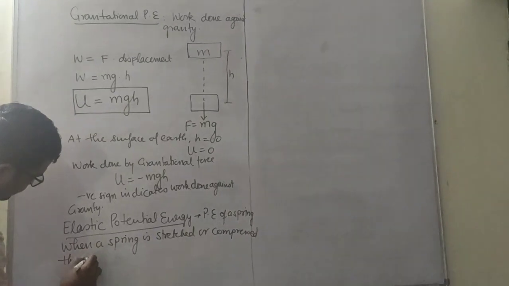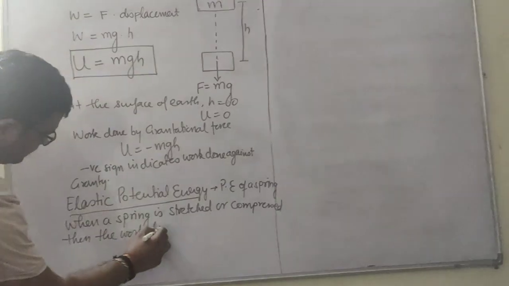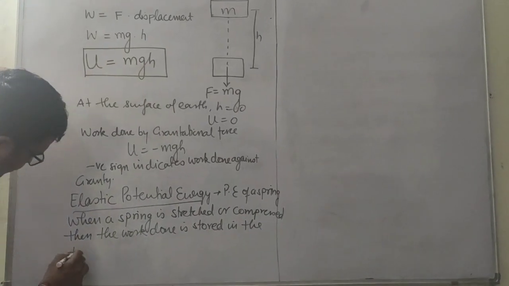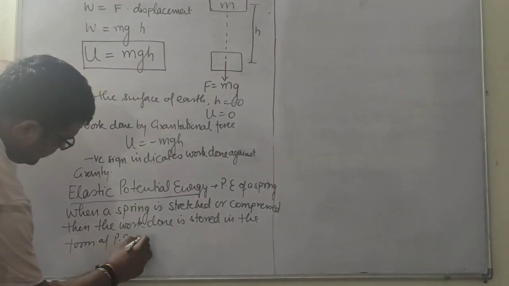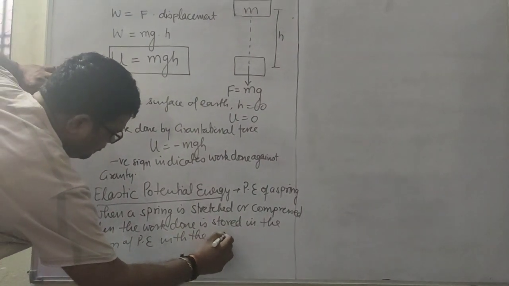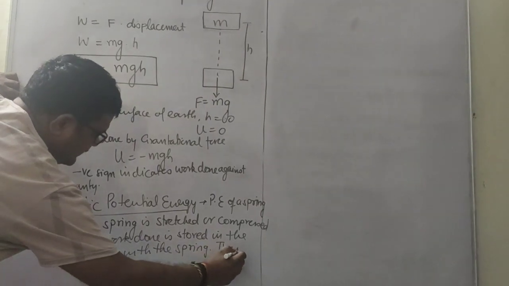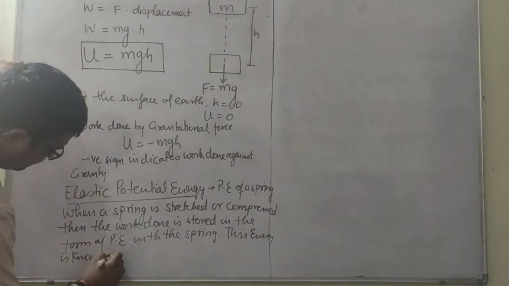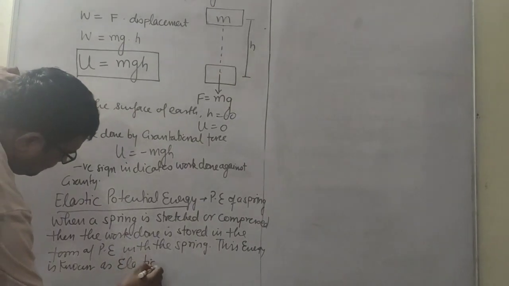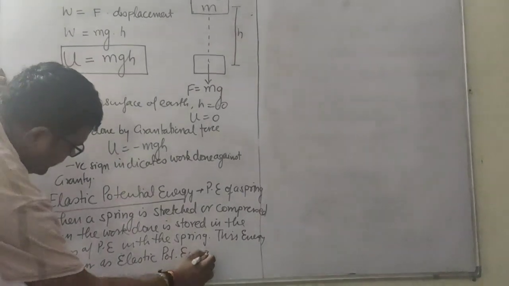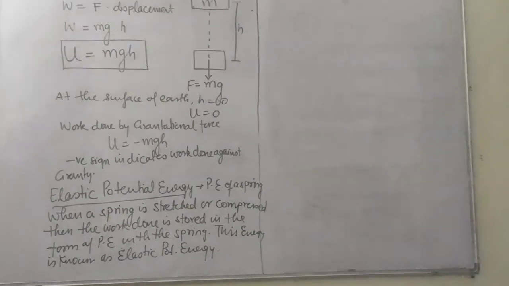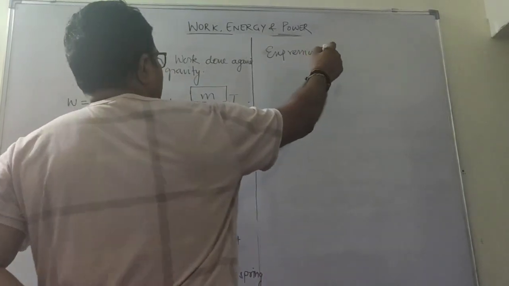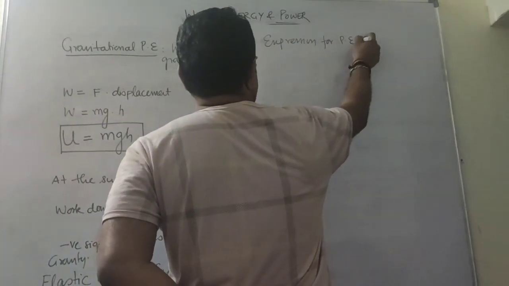then the work done is stored in the form of potential energy with the spring. This energy is known as elastic potential energy. This is elastic potential energy. So here we need to have the expression for potential energy of a spring.